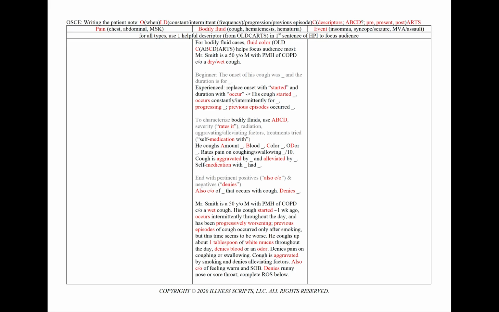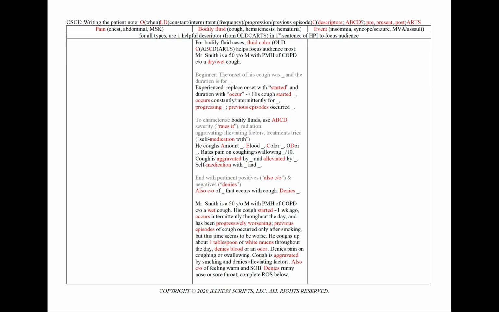So for example, in a case of cough, Mr. Smith is a 50-year-old male with a past medical history of COPD, complaining of a dry or wet cough. So, if it's a dry cough, I'm immediately thinking maybe asthma, maybe CHF, maybe a viral URI, versus a wet cough. I'm thinking right away pneumonia, COPD exacerbation, lung cancer, pulmonary TB. And that's the same for any case.